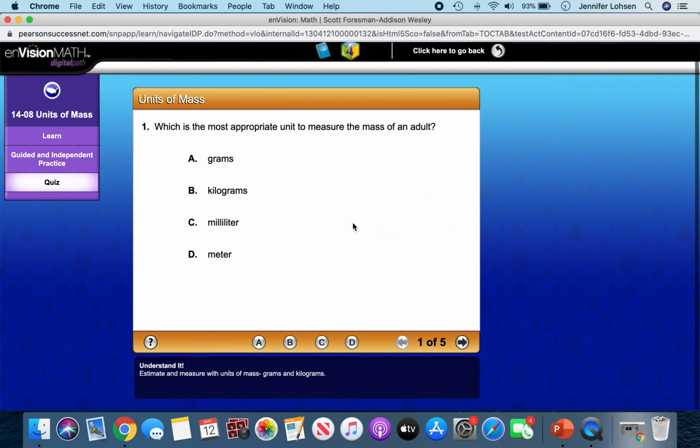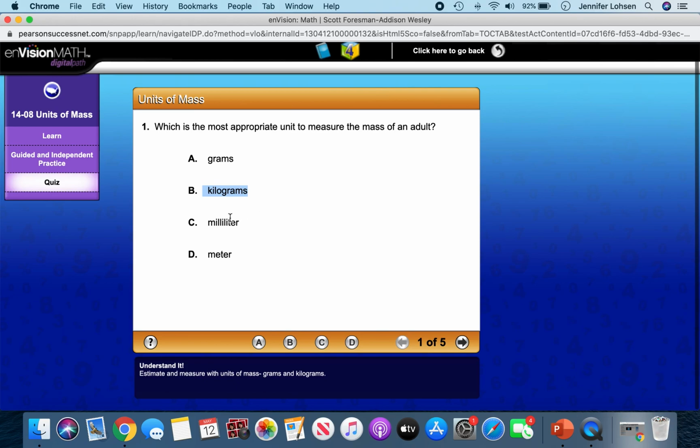All right, let's look at this. Our first question says, which is the most appropriate unit? Remember, appropriate means the best one to measure the mass of that object, to measure the mass of an adult. So right away, I'm looking at my list and I'm going to eliminate any choices that are not measuring mass. So grams is the base unit for mass, so that one can stay. Kilograms, that also measures mass.